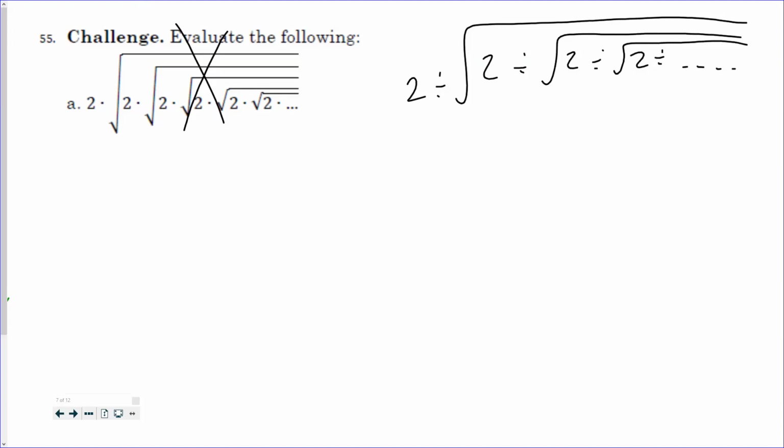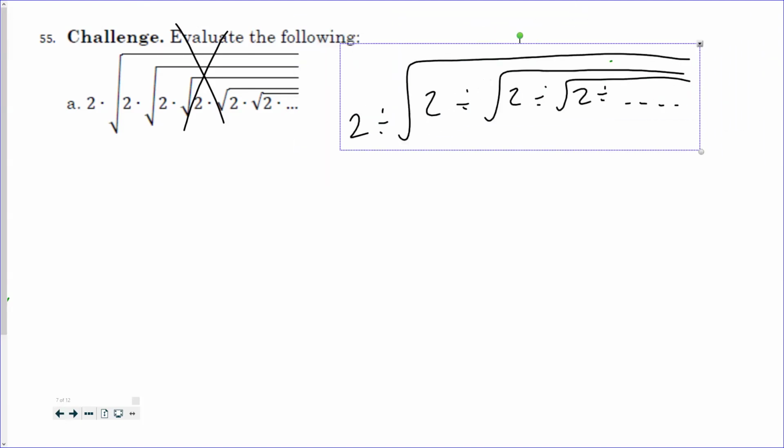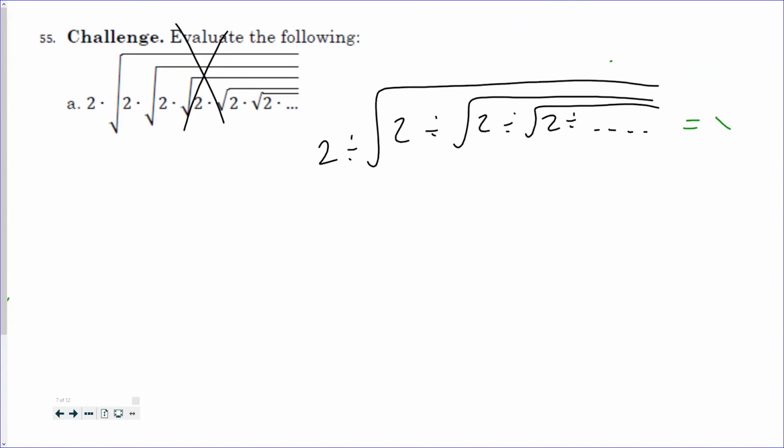We can treat this the exact same way. I can say this whole thing equals x. And if that's true, then this whole part also has to equal x, because it's going on for an infinite amount of time. So you can rewrite this as 2 divided by the square root of x equals x. It's kind of the same thing now. You have 2 divided by x to the 1/2 equals x.